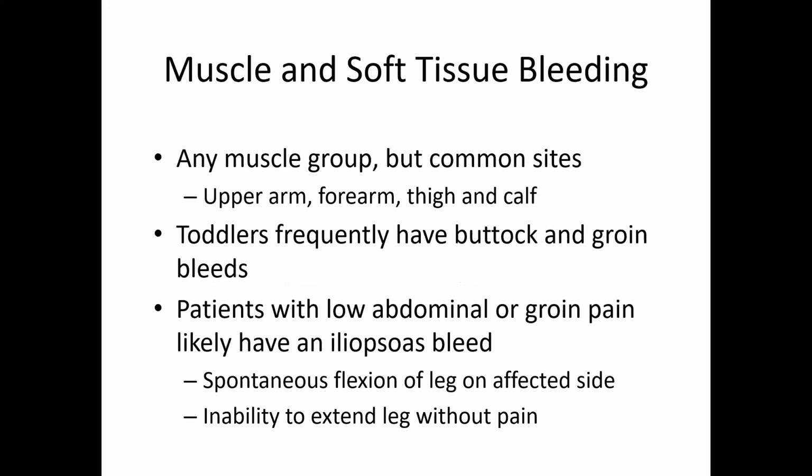Toddlers frequently have bleeds in the buttocks and groins, so do not avoid examining these patients. They come with groin bleeds. Patients with low abdominal or groin pain likely have an iliopsoas bleed. This is a major bleed. It's a retroperitoneal bleed, and this one you want to treat at 80 to 100% factor replacement.